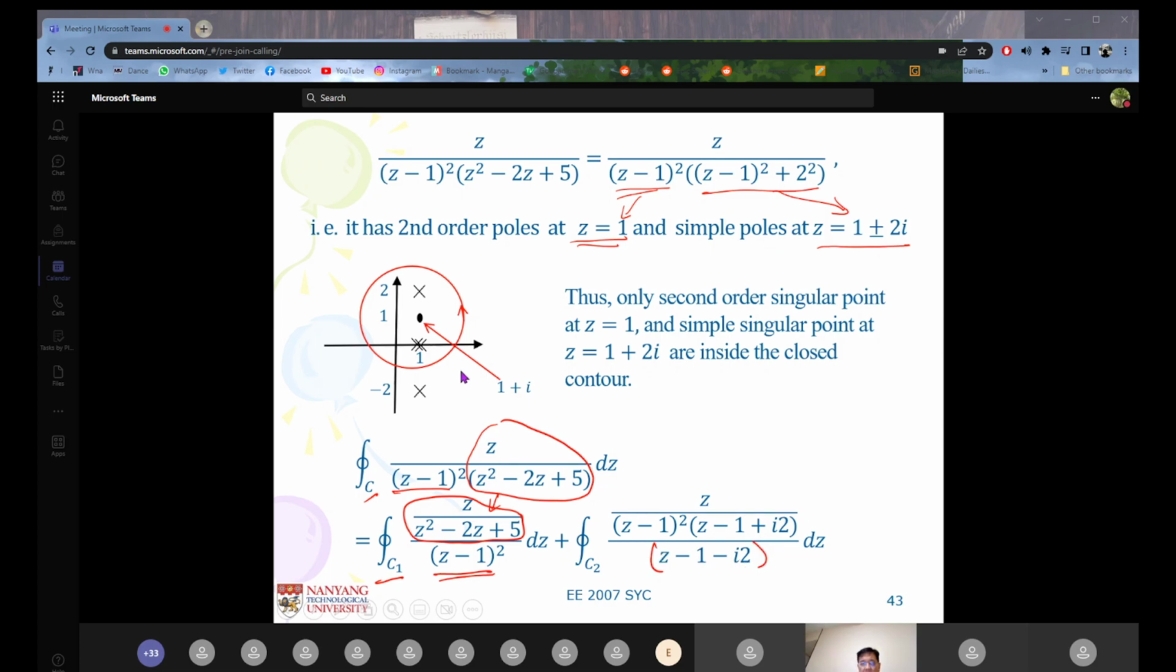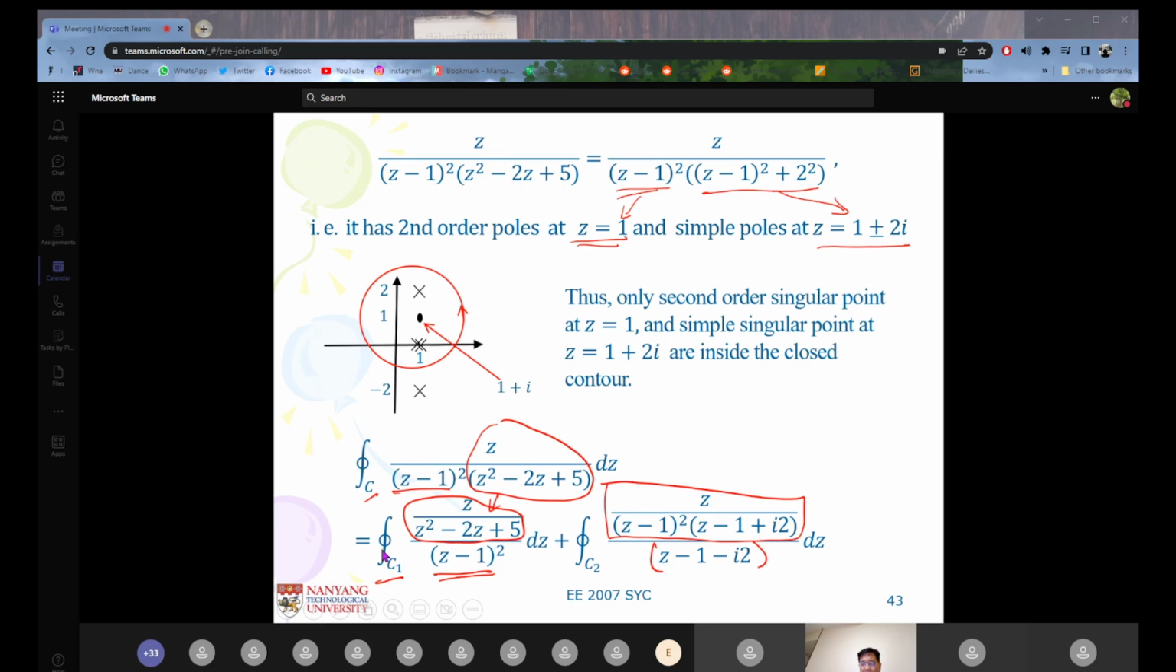This will give me the singular point inside the closed contour, whereas the other singular point over here is outside the contour. So I group it together with this remainder function, z over this, right? Okay. So it is very clear that you need to define C1 and C2. C1 includes only the singular point at +1. C2 includes only the singular point at 1 plus i2. Right? So this singular point is of order 1, a simple singular point. This one is of order 2, it's repeated. Then with this form, you can now apply CIF.